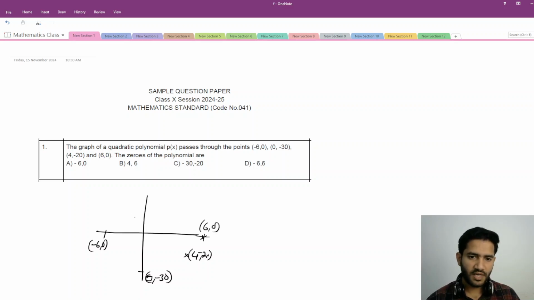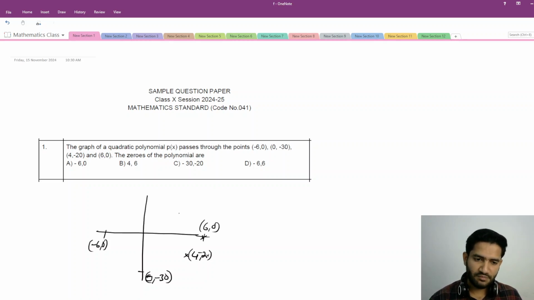So the graph is passing through the points. I don't know what the graph looks like because it's not given. So it's a quadratic, maybe it is like this. In any way, this graph touches the x-axis at these 2 points, or we can say that at these 2 points, the y value is 0. Look here, at these 2 points, the y coordinates are 0: -6, 0 and 6, 0.